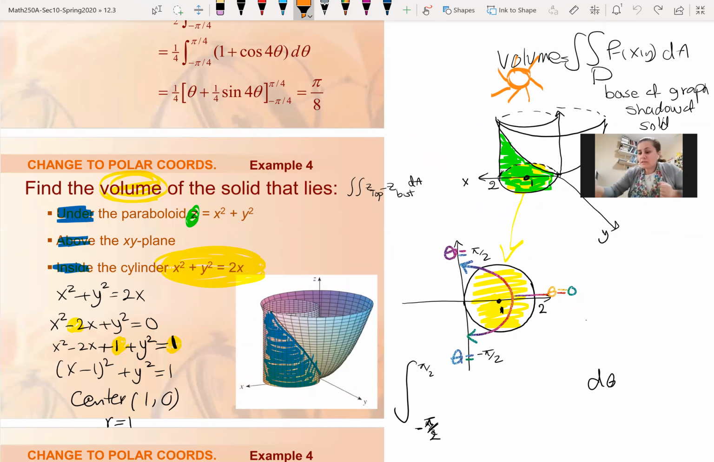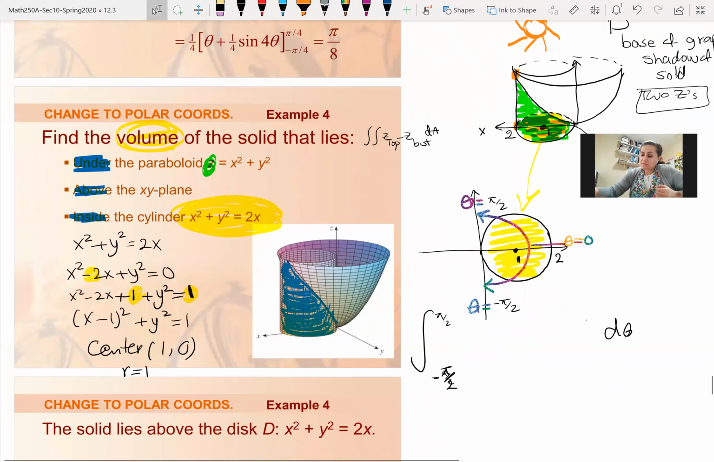Okay, for this one, I didn't need to set them equal. Why? Because that was just really the base of my cylinder. It wasn't something where I'm losing the value. It was right there. The base was the cylinder. So whatever the circle base of the cylinder is gives you the limits of integration in two dimensions. Make sense?